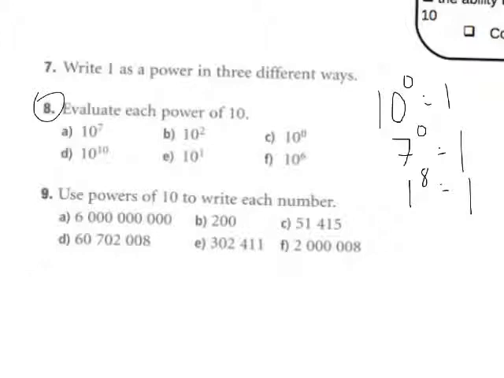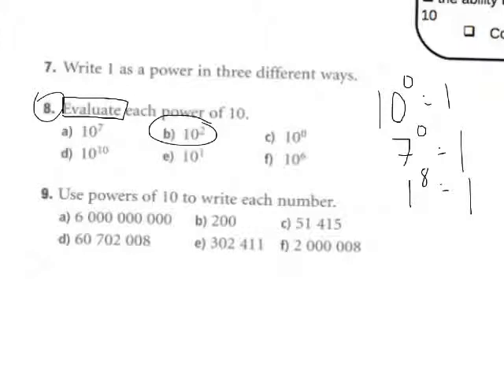Number 8, evaluate each power of 10. When we say evaluate, we are looking for an answer in standard form, and standard form is the way that you would actually write it. If I asked you how old you were, you would say I'm 13, I'm 14. That's a standard answer. You wouldn't say I'm 13 raised to the power of 0, or I'm 13 raised to the power of 1. That's exponential form. Standard form is the actual answer that you're going to give someone, just a normal answer. So evaluate, put it in standard form.